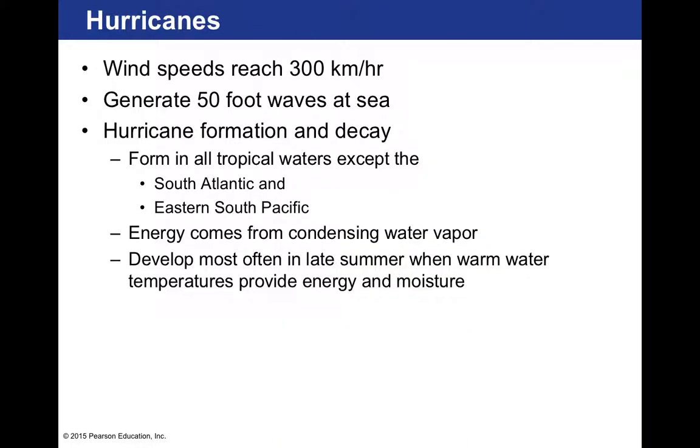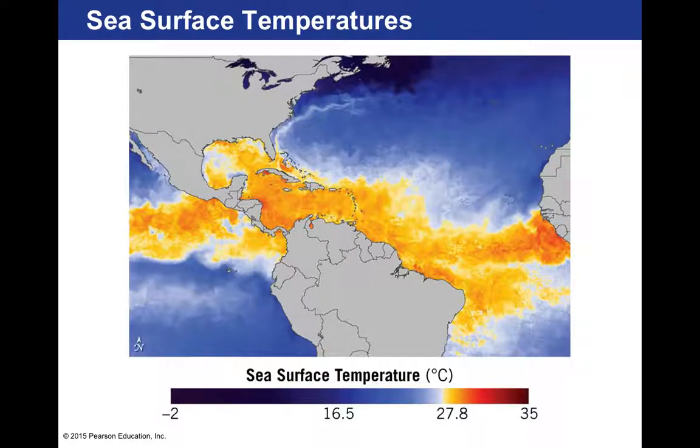The wind speeds can reach greater than 300 kilometers per hour. They can generate 50-foot waves at sea. They form in tropical waters, specifically the South Atlantic and the eastern Southern Pacific. The energy comes from condensing water vapor, and they develop most often in the late summer when warm water temperatures provide energy and moisture.